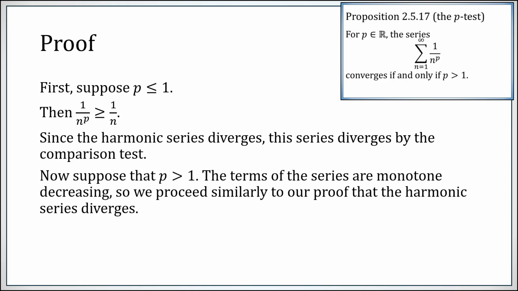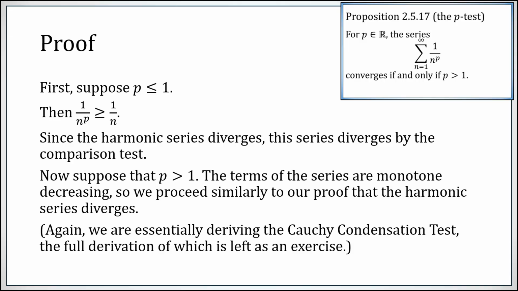Now let's suppose that p is bigger than 1. The terms of the sequence are monotone decreasing. Since p is larger than 1, we are raising numbers to a power larger than 1. Those are just going to get bigger, so their reciprocals are only getting smaller. So the terms of the series are monotone decreasing. So we're going to proceed similarly to the proof that the harmonic series diverges. Again, we're basically going through what is known as the Cauchy condensation test, and the full derivation of that convergence test is left as an exercise, so we're just going to work through it in this special case.